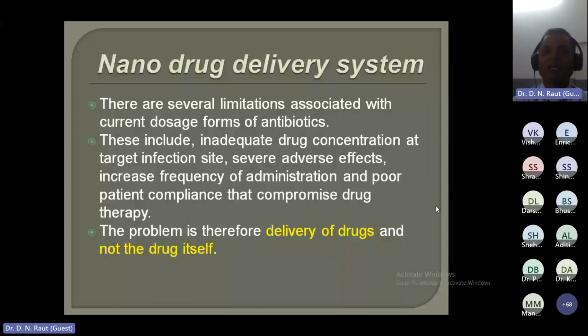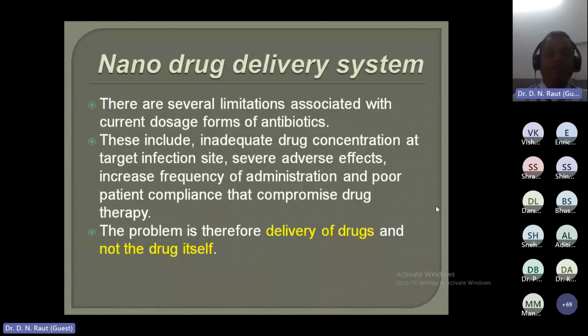So why this nano drug delivery system for herbal drugs? There are limitations that we have already discussed associated with the current dosage forms of most of the antibiotics and most of the cancer drugs, and for this nanotechnology has been developed. A lot of formulations are developed for cancer as well as for infectious diseases. Inadequate drug concentration at target sites, we are not achieving. This is a basic problem of cancer and infection.